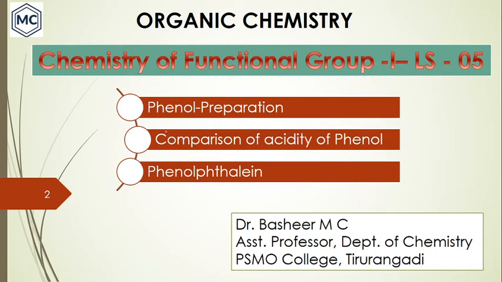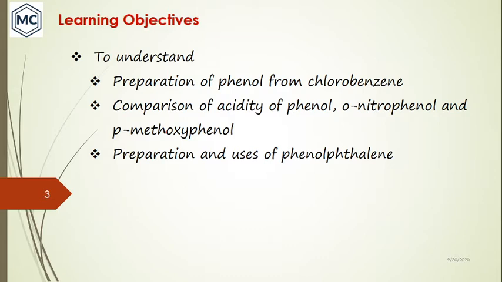We were discussing the topic chemistry of functional group 1, and we already discussed the halogen compounds and alcohol. Today I'm going to discuss phenol and its preparation, the comparison of acidity of phenol, and the preparation and uses of phenol. These are our learning objectives: prepare phenol from chlorobenzene, compare the acidity of phenol, ortho-nitrophenol and p-methoxyphenol, and, as I said, the preparation and uses of phenolphthalein.